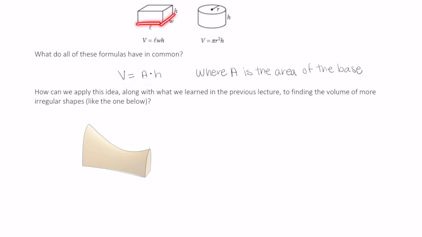In the case of the prism, it's the length times the width. In this case, it's the area of this circle, which is pi r squared, times the height of the three-dimensional shape. We can apply that to an irregular shape like this. So the first thing we need to do is mark our axes.